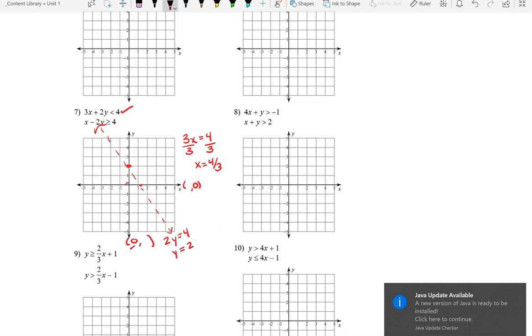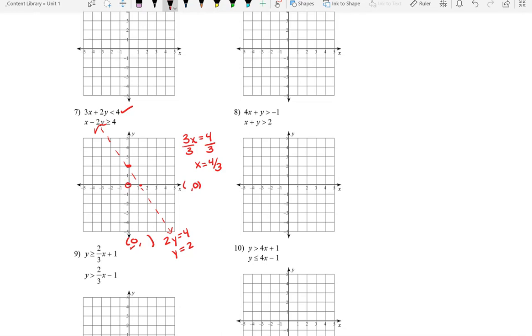Again, pick the point 0, 0, plug it in. When I do that, I get 0 plus 0 is less than 4. 0 is less than 4. This is a true statement. That checks out. So everything on this side is shaded for that first line. All right, we'll do black for the next one.